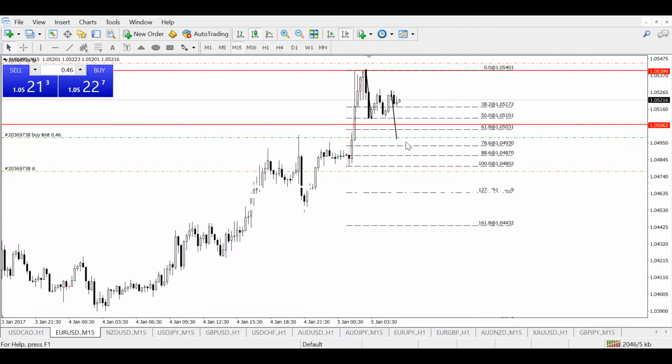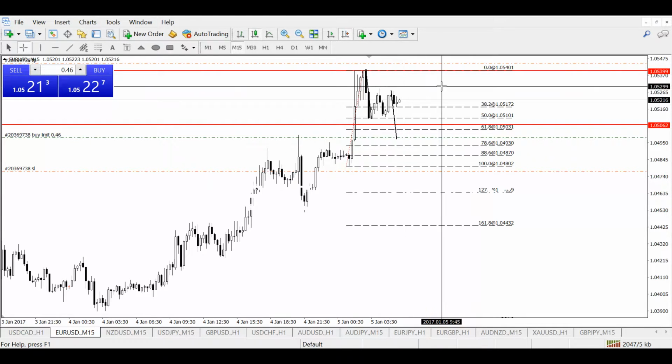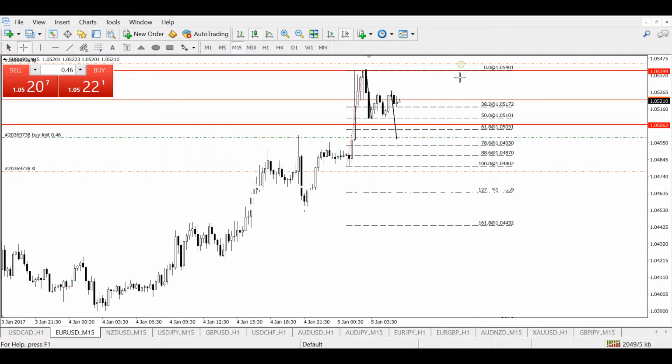There's nothing I can do once the trade has been triggered. Stop loss will be set right there. My take profit will be set right there. You can see that I'm taking 80% of the previous trend since this is a straight trend. Okay, so that's for the euro against US dollar.